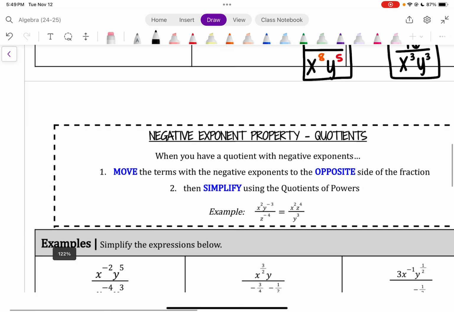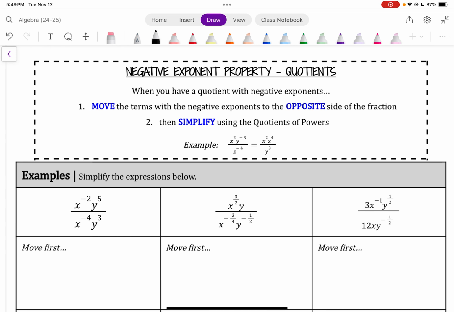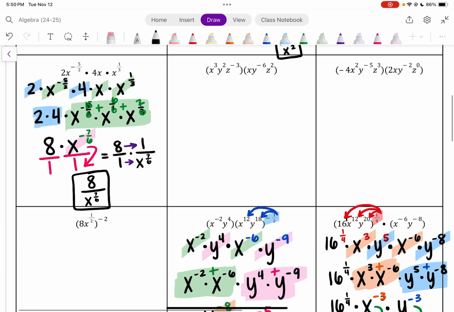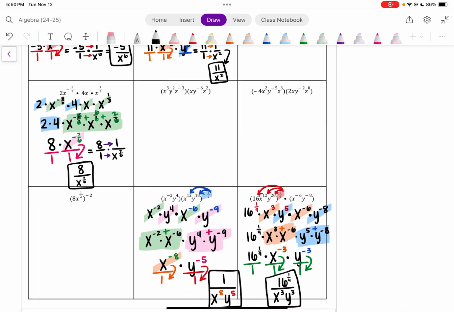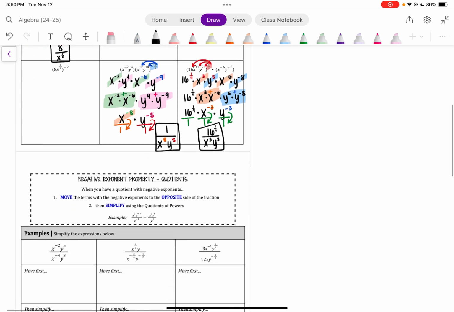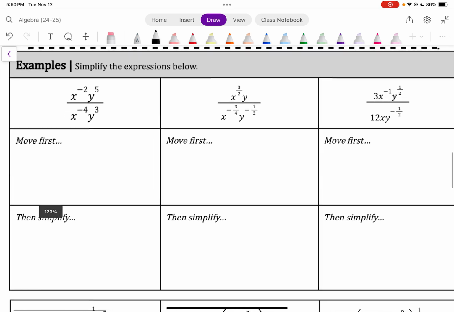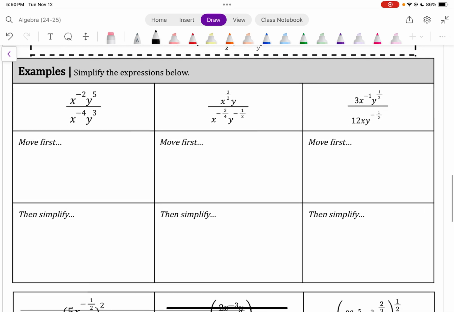All right. Moving on to negative exponent properties when we are talking about quotients. So now we are talking about this in terms of division. That's all that means. So when we have a quotient with negative exponents, our job is to move the terms with the negative exponents first. Make those exponents positive first. So that is the opposite of what we did here. We did not move those negative exponents up above. But when we are doing division, we do want to move those exponents first.